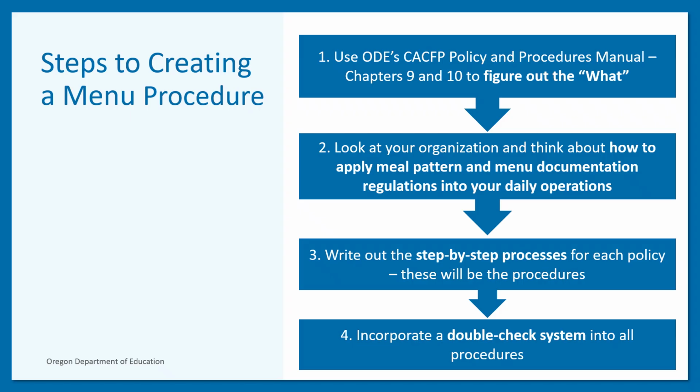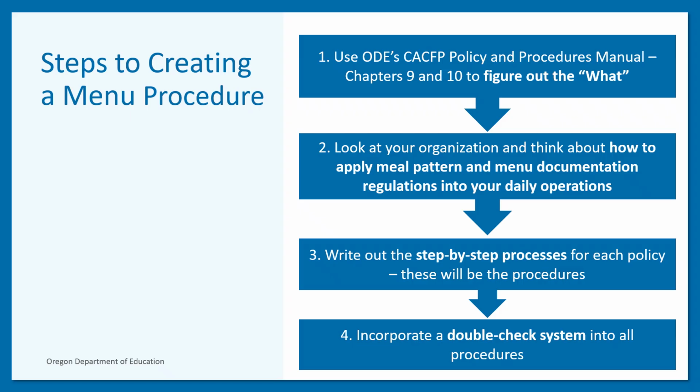After you have a good understanding of the CACFP requirements, for Step 2, you will look at your own organization and think about how to apply meal pattern and menu documentation regulations into your daily operations. Do you have an outside vendor who provides the entire meal? Do you create meals in your kitchen? Which staff will be responsible for making meals? How will you track supporting documentation for your menus? All of these are questions you have to think about before you can draft your procedure.